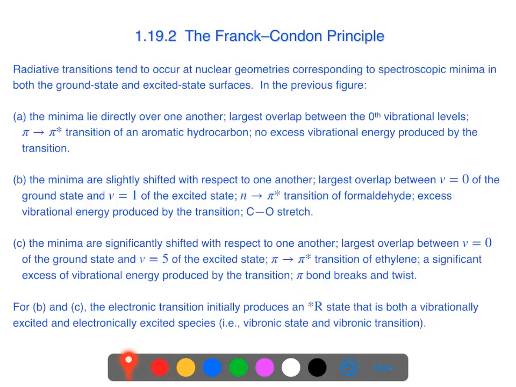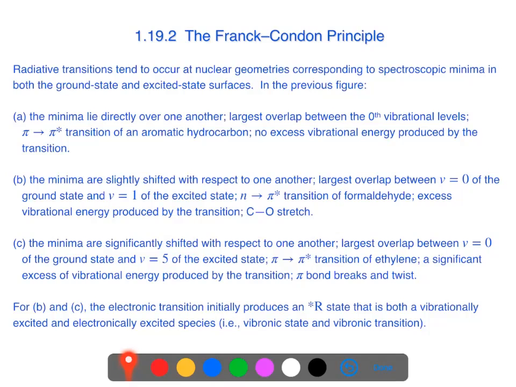However, in case B, where the minima are slightly shifted with respect to one another, we saw that the largest overlap was between the lowest vibrational level of the ground state and the 1st vibrational level of the excited state. This is typical of an n to pi star transition of ketones, where some excess vibrational energy is produced during the transition, resulting in that CO stretch.